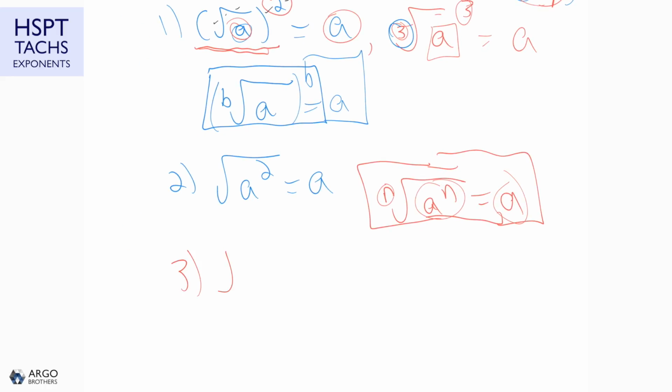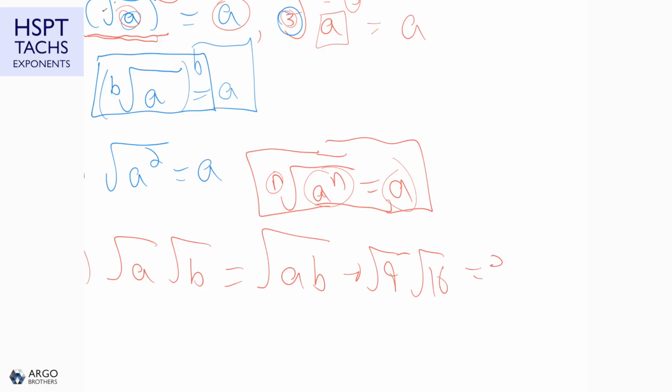Number 3, we have radical a times radical b. So what happens if we take the square roots of two numbers and multiply them? Then we get the square root of ab. An example of that would be the square root of 9 times the square root of 16. So the square root of 9 times 16. And 9 times 16, what does that equal? Well, whatever it equals, it has to be equal to ab. So 9 times 16 is equal to 144, and the square root of 144 is 12.